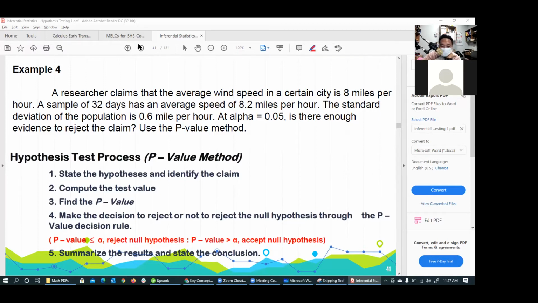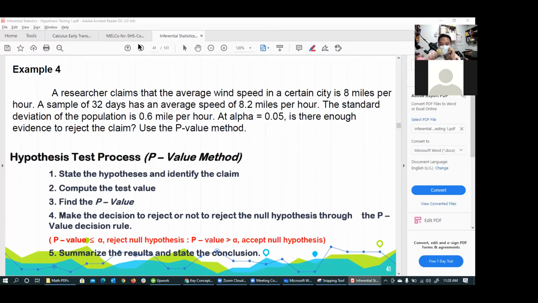Null is 8 miles. Okay, null is 8 miles. Are you sure? Okay, good. So null is 8 miles per hour, and then alternative is not equal to 8 miles per hour. Okay, very good. So that's a good statement of hypotheses, Burden.